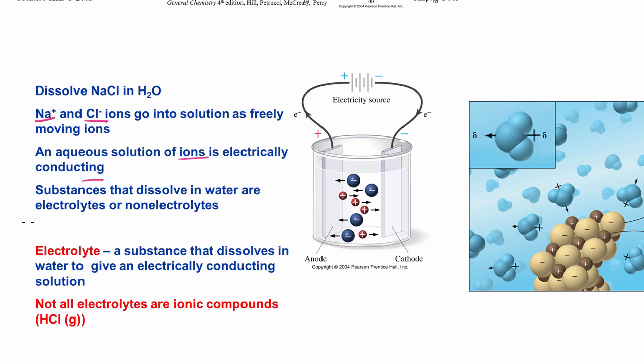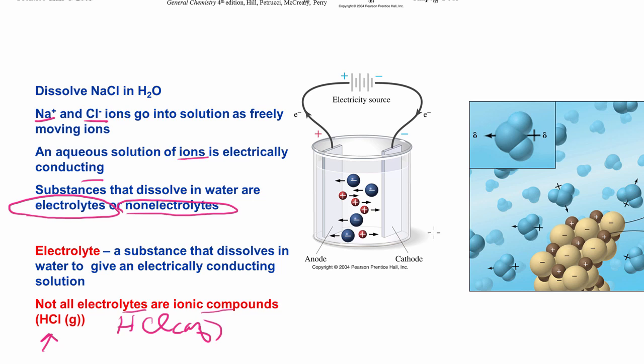Substances that dissolve in water are called electrolytes or non-electrolytes. An electrolyte is a substance that dissolves in water to give an electrically conducting solution. So, for example, soluble ionic compounds. Remember, ionic compounds are salts. So soluble ionic compounds will dissolve in water to produce an electrically conducting solution. That's because they completely dissociate into ions. Now, it turns out that not all electrolytes are ionic compounds. For example, hydrogen chloride gas, when dissolved in water, becomes aqueous hydrochloric acid. And that's because when dissolved in water, the hydrogen chloride actually dissociates completely into hydrogen ions and chloride ions.